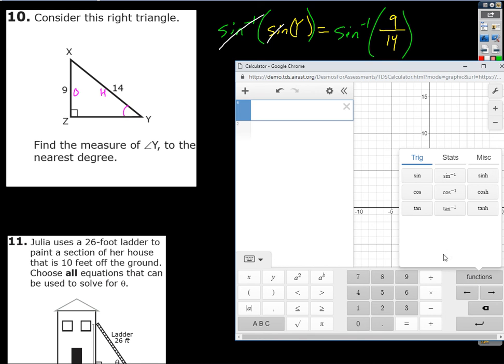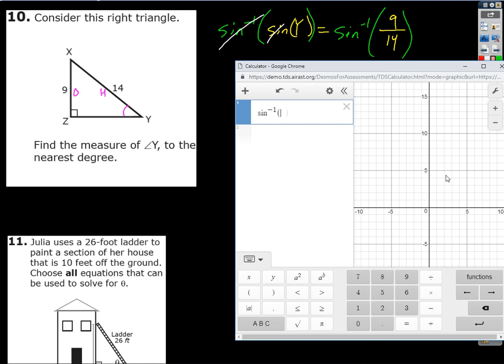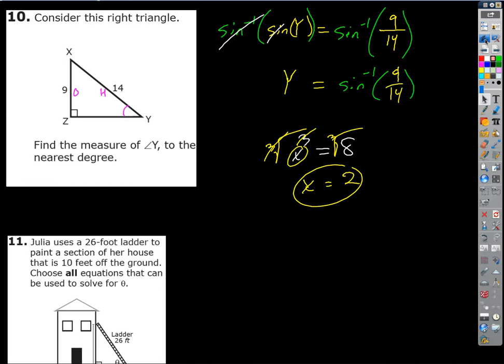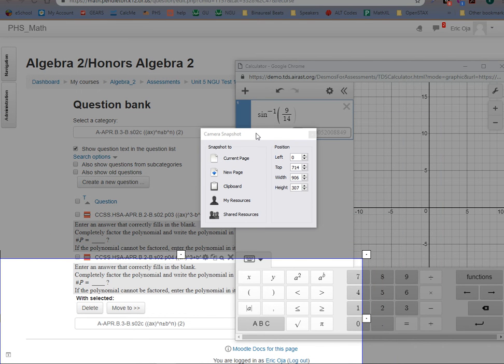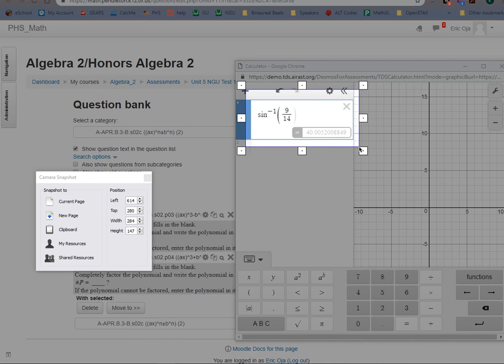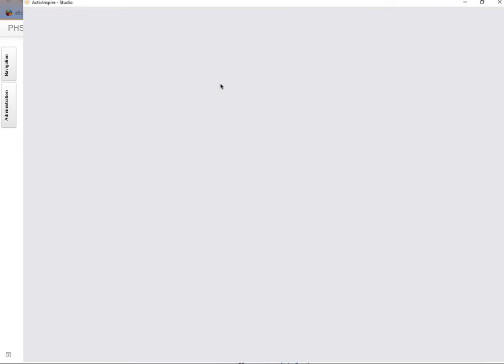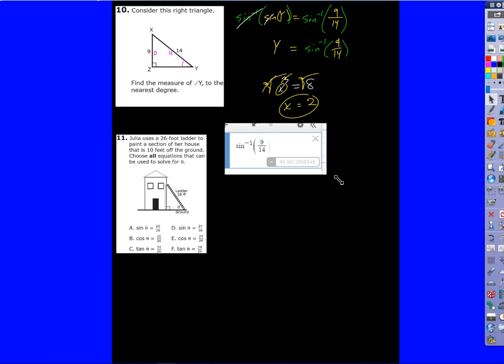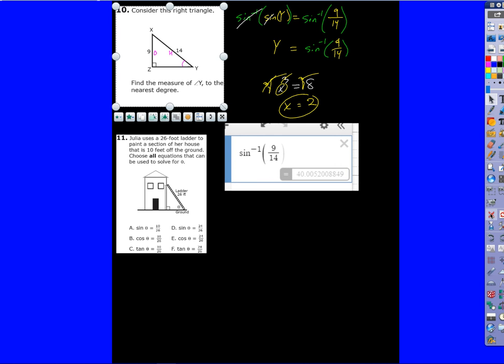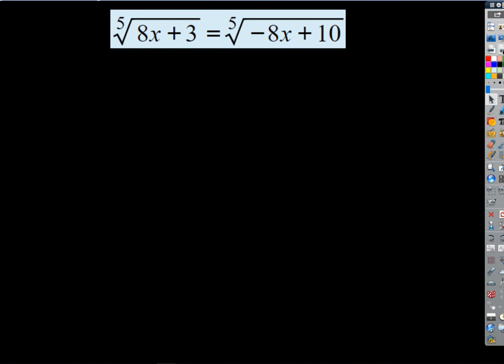So we go down to our functions, and there's inverse sine. And then just 9 divided by 14, and what do you know? What's it give us? Rounded to the nearest degree, what do we get? 40. There we go. Okay, there it is, 40 degrees, right? All right, so now moving on.